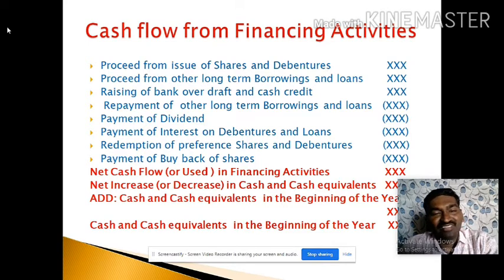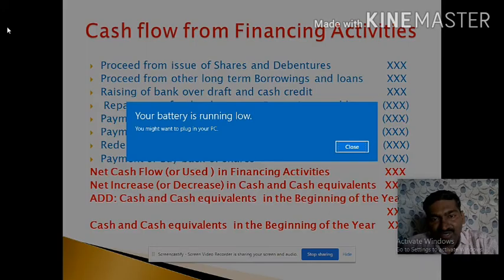Long-term borrowings are loans, and payment of a dividend or payment of interest on debentures, loans, redemption of preference shares, or payment of buyback of shares. These are all cash outflows of financing activities.